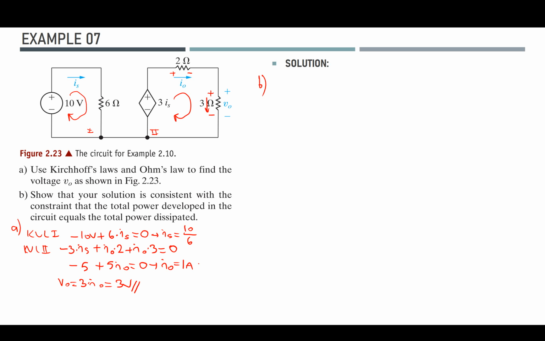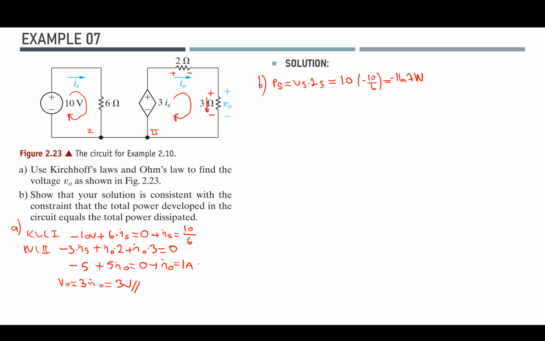Here I have an independent voltage source. Let's say PS should be equal to VS times IS, and for the given reference directions, I know that I'm going to get a negative value. The voltage value is 10 volts, but the current value should be minus 10 over 6 amps, which would translate into 16.7 watts. This is negative, so it means my source is providing power.